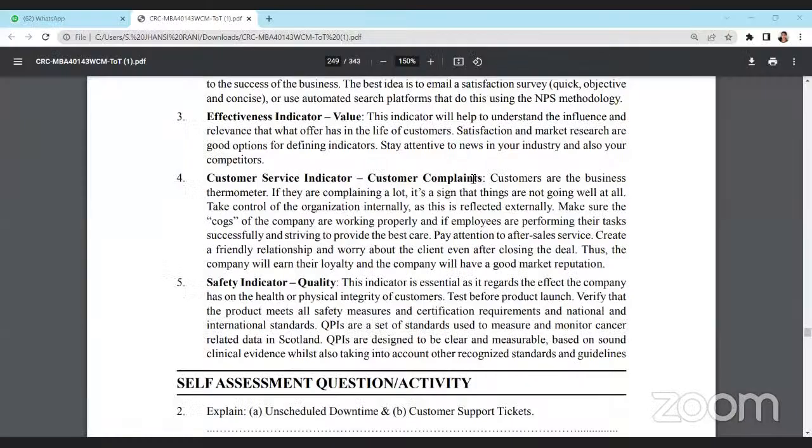And customer service indicator, customer complaints. Customers are the business thermometer, because if they're complaining a lot, it's a sign that things are not going well at all. Take control of the organization internally, as this is reflected externally. Make sure that the cogs of the company are working properly, and that employees are performing their tasks successfully and striving to provide the best care. Attention should be given to after sales service. Are we giving the perfect after sales service to the customer or not? If you are unable to provide better service, then it will result in more complaints from the customers.